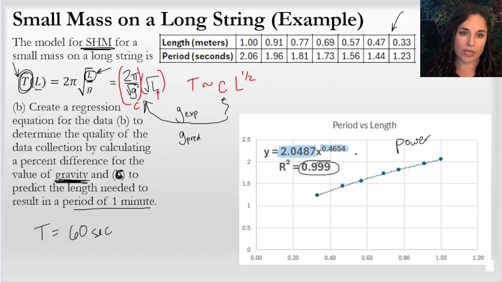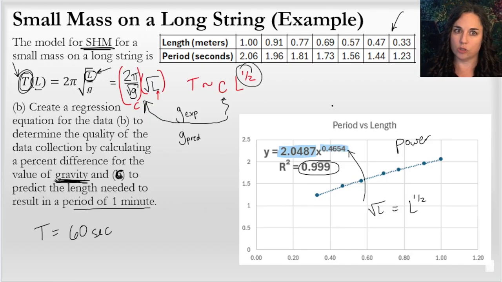And what I don't like about this model, I love that it's optimized in all sorts of ways, but what I don't like about it is that we expect this to be the square root of L, which is L to the 1/2 power. That's why I said earlier, to the 1/2 power. And instead of getting 0.5, we're getting 0.4654.